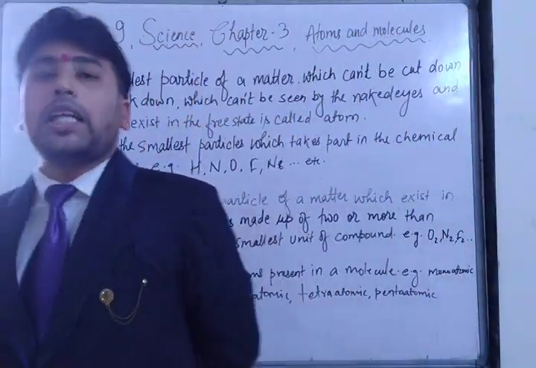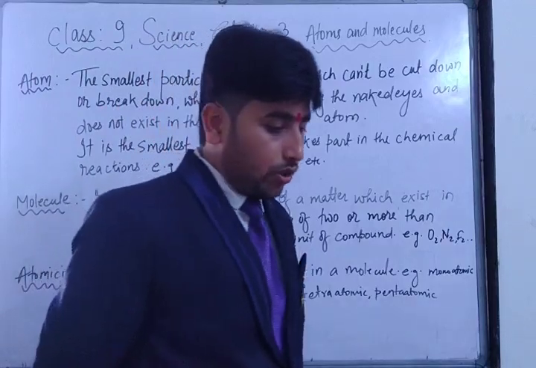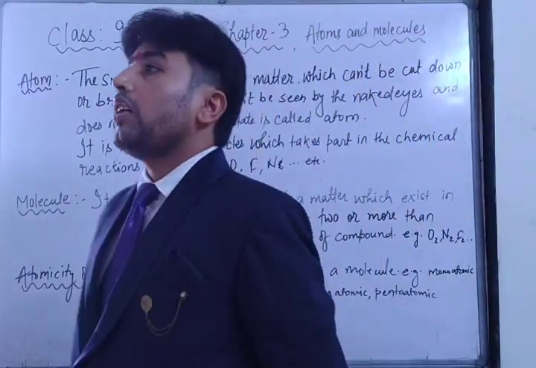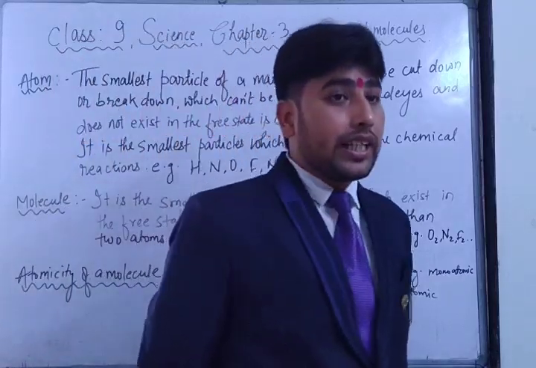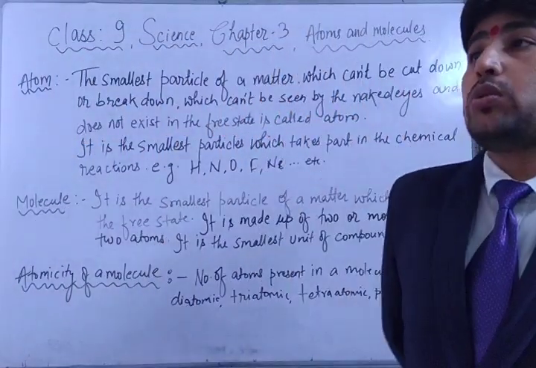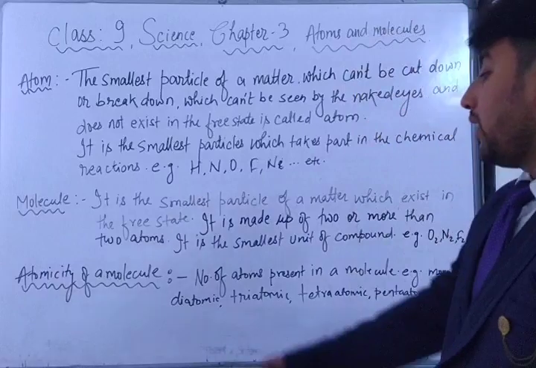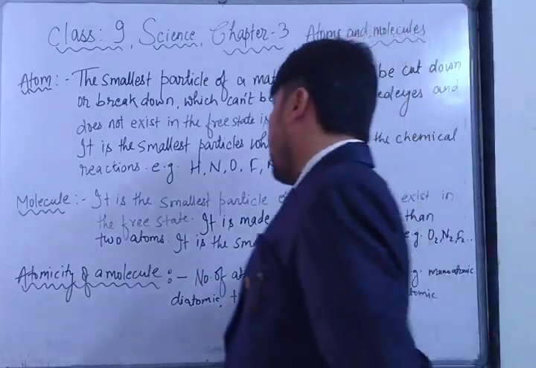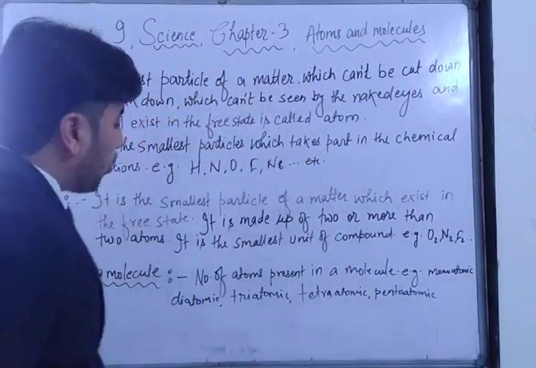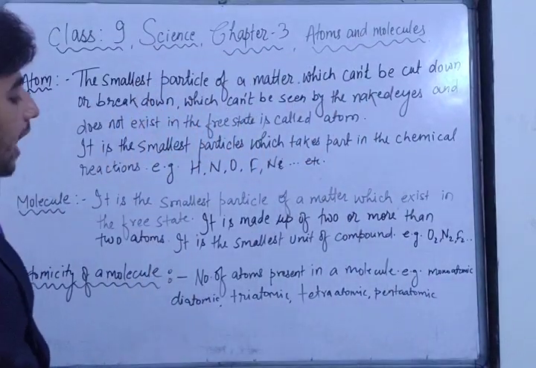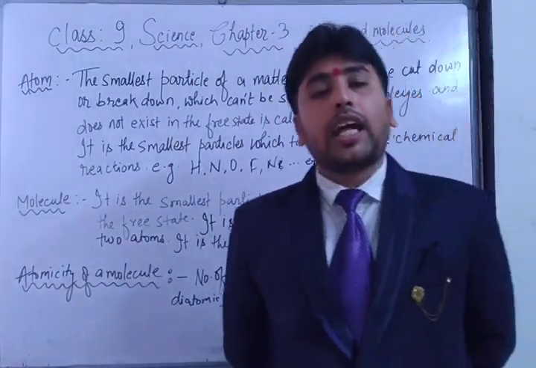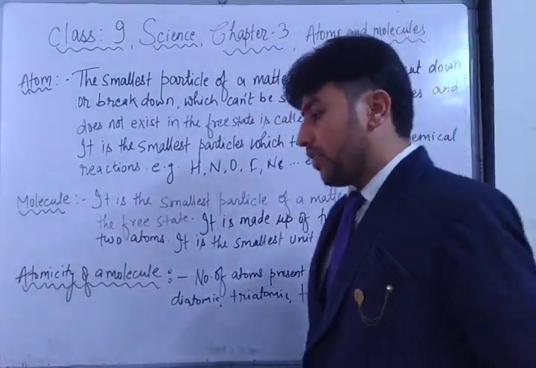Now the third topic is atomicity of a molecule. Atomicity means the number of atoms present in a molecule. There are many molecules which exist in nature alone, and others which do not exist alone. The number of atoms present in a molecule is called the atomicity of a molecule. They are monoatomic, diatomic, triatomic, tetraatomic, pentaatomic, hexaatomic, heptaatomic, octaatomic.